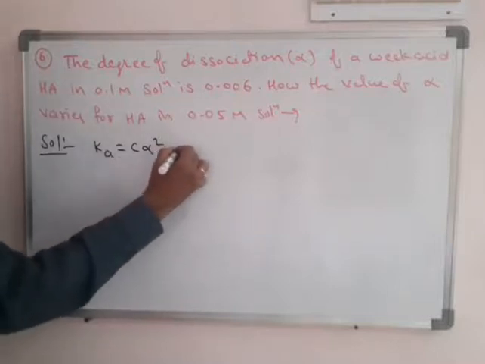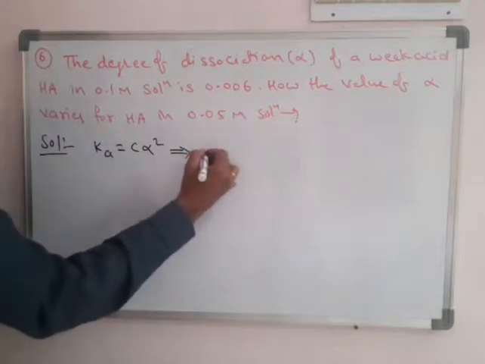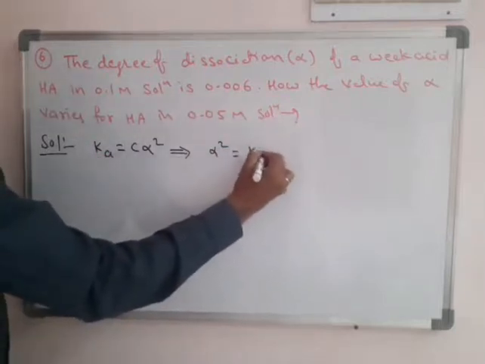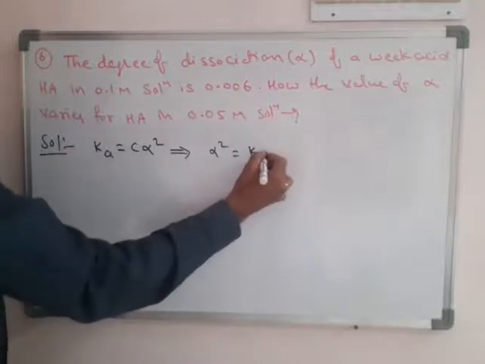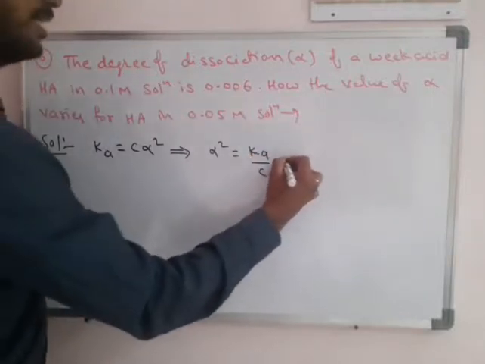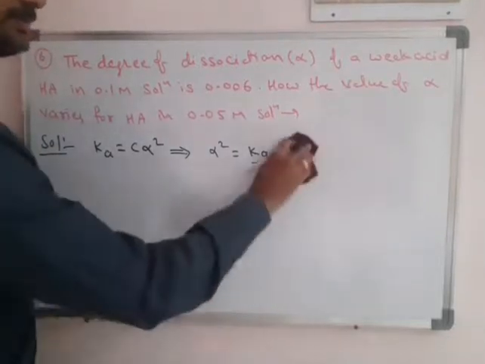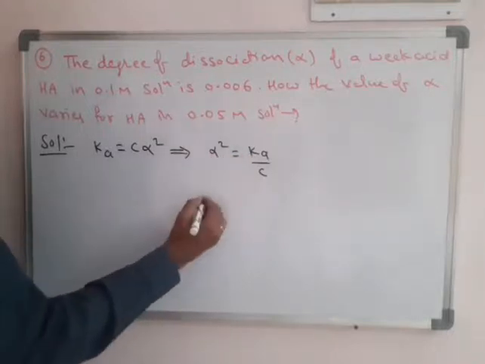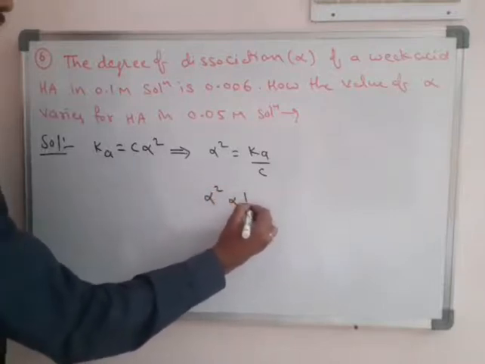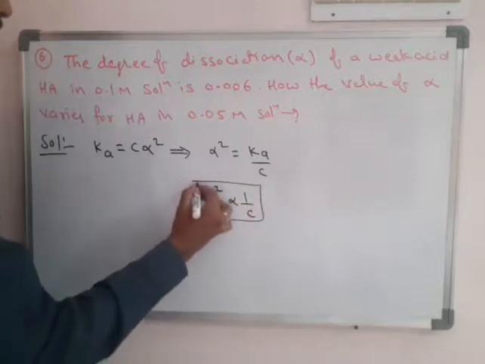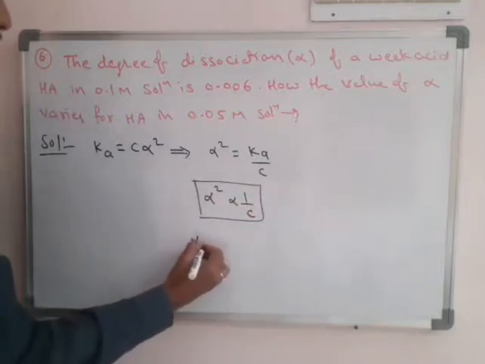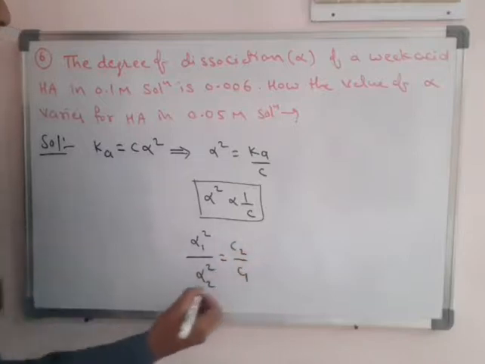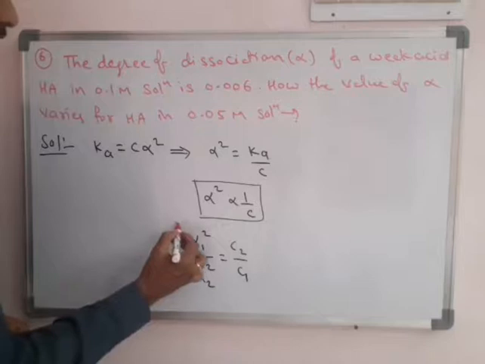Actually, we have to get the relation between C and alpha square. With the help of this, alpha square equals K by C. We know that K is a constant, so alpha square is directly proportional to 1 by C. If two terms are present, we can write alpha 1 square by alpha 2 square is equal to C2 by C1. These two you have to remember as formulas.